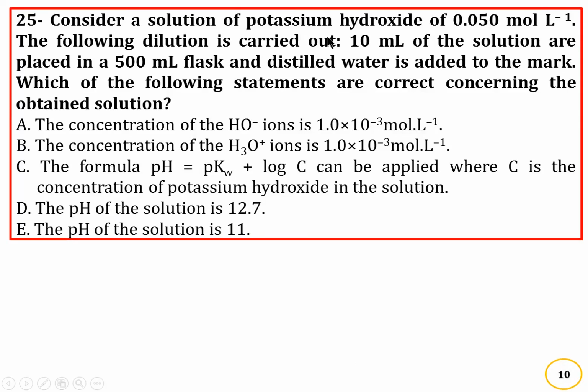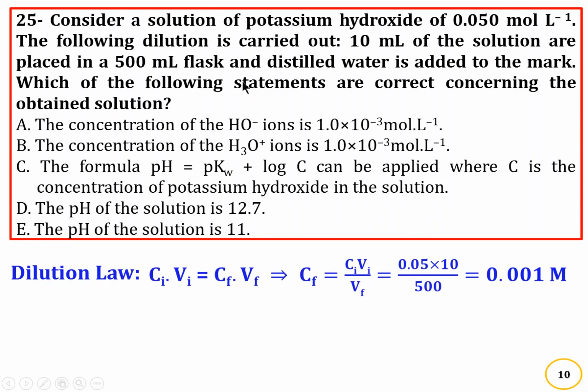Consider a solution of potassium hydroxide, which is a base, of 0.05 mole per liter concentration. The following dilution is carried out. 10 milliliters of this solution, so 10 milliliters of concentration 0.05, are placed in a 500 mL flask, and distilled water is added up to the mark. Which of the following statements are correct concerning the obtained solution?